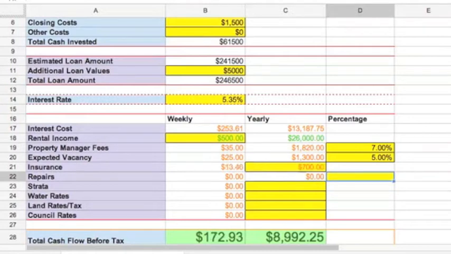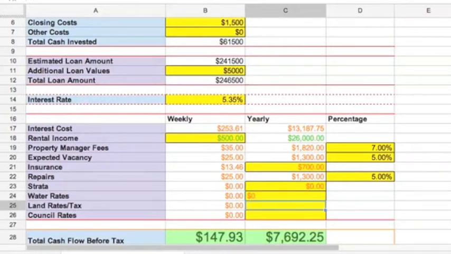Repairs, we're just allocating a percentage of the weekly rent to repairs because we don't know exactly what they're going to be. So let's say I'll allocate 5% of our weekly rent to repairs throughout the year. Strata, it's a house, so I don't have strata. Water rates, if you're paying them yourself, you can put those in, which might be $500, but most often the tenant will pay for it themselves.